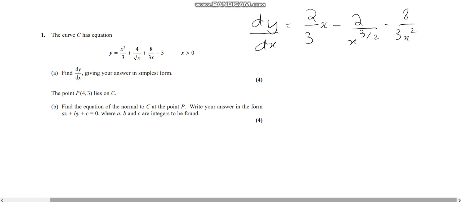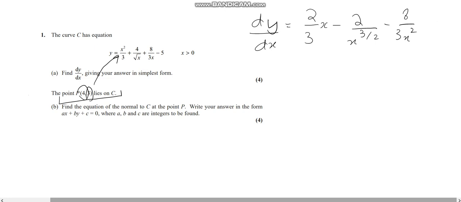Next part is the b part, which is the point P (4, 3) lies on C, and find the equation of the normal to C at point P. Write your answer in the form ax plus by plus c equal to 0, where a, b, c are integers to be found. So if you guys remember, the point P is lying on C, this means that if you put 4 into the x, you get 3.